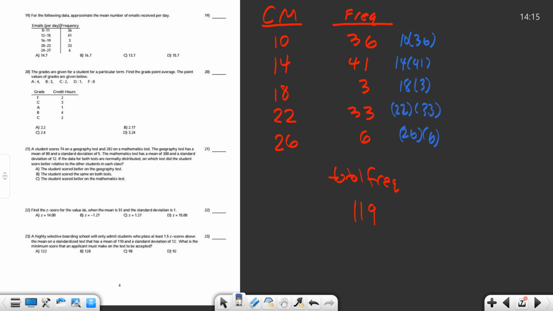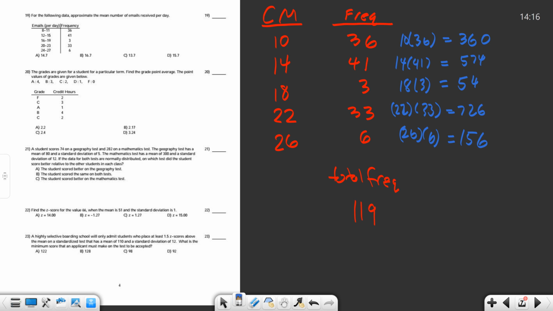10 times 36, that one's pretty simple. That's 360. 14 times 41 is not quite as simple. So 14 times 41 is 574. 18 times 3 should be 54. Let's check it to make sure it is. All right, 22 times 33 is 726. And then 26 times 6 is 156. And then we add those up.